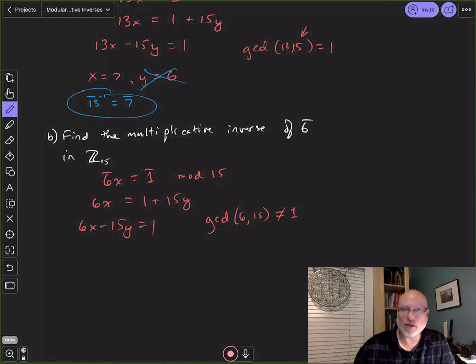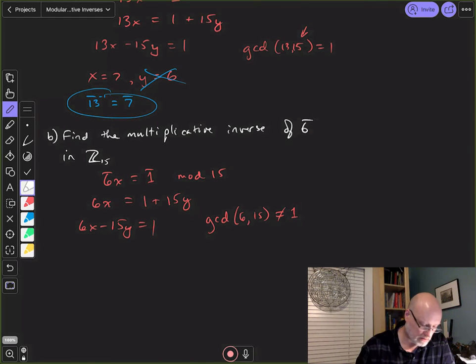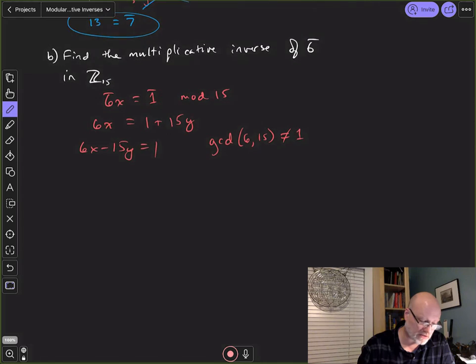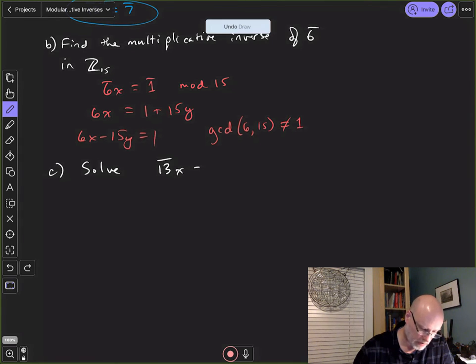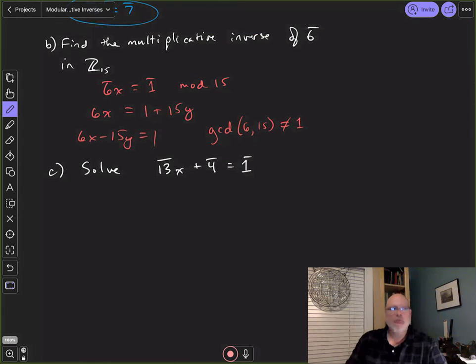So what do we do with this? One thing we can do now is start solving some equations. So let's consider the equation. We want to solve 13 bar times x plus 4 bar equals 1 bar. Okay, so we want to solve that particular equation.